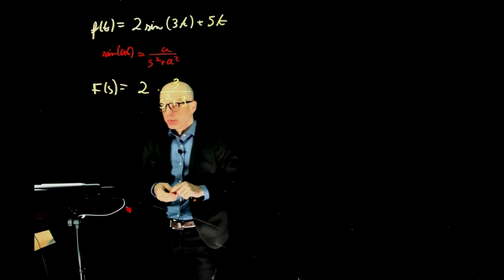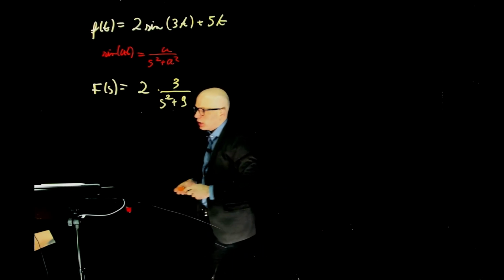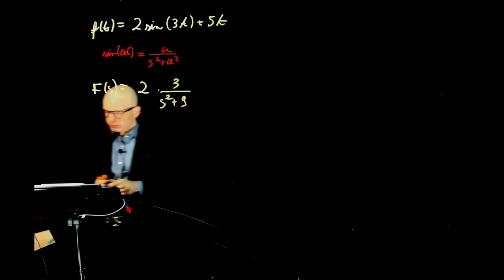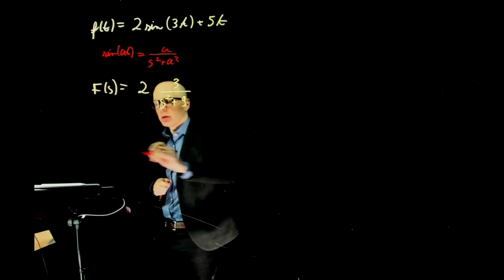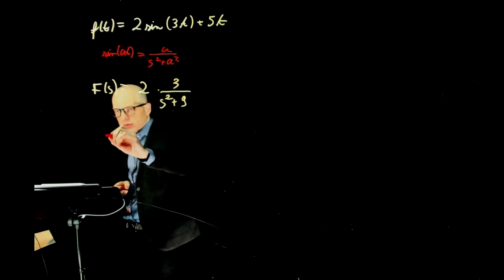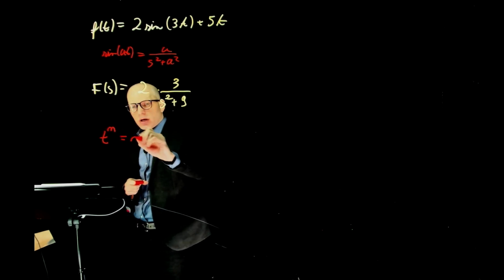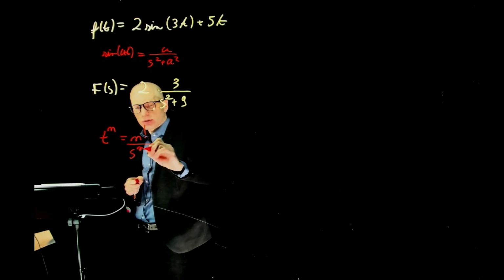Okay. Now we have this term plus 5t. Which property can you use to take the Laplace transform of that? We can use number 3. Number 3 states that the Laplace transform of t to the power of n is equal to n factorial divided by s to the n plus 1.